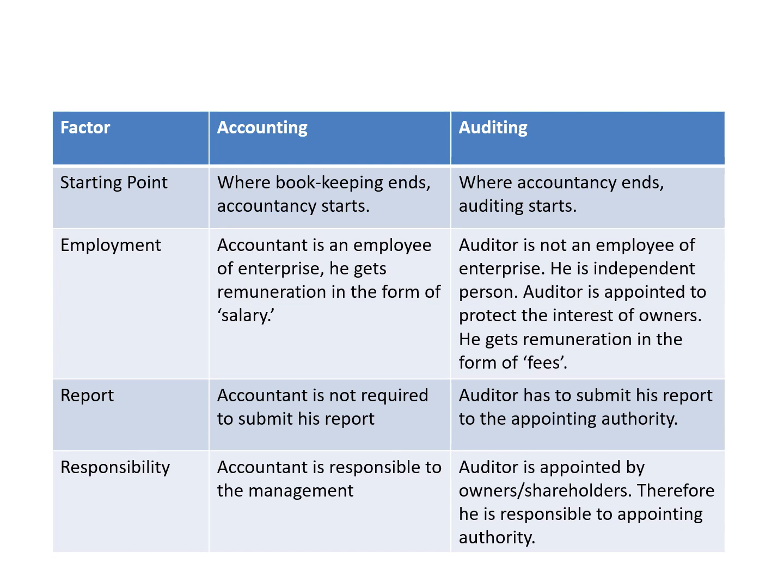Responsibility. Accountant is responsible to the management. It means that the responsibility of the accountant is related to management only. Auditor is appointed by the owners or shareholders. Therefore, he is responsible to appointing authority. So, auditor is responsible to his appointing authority.